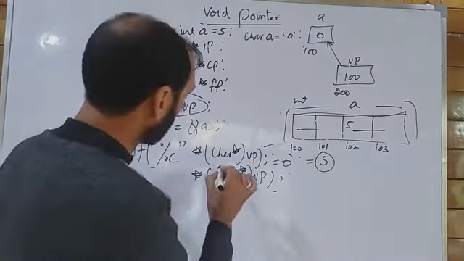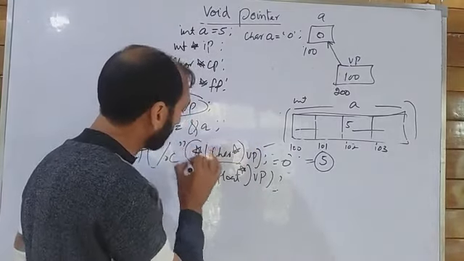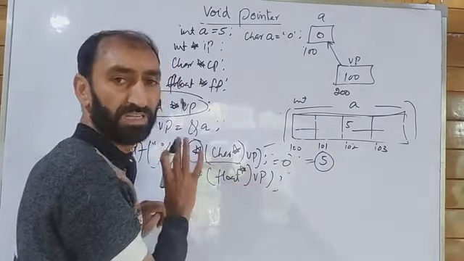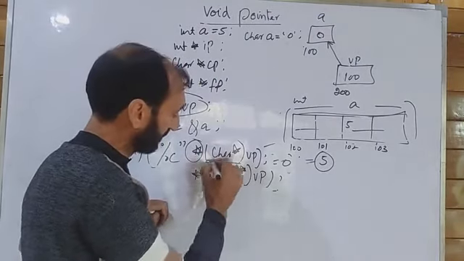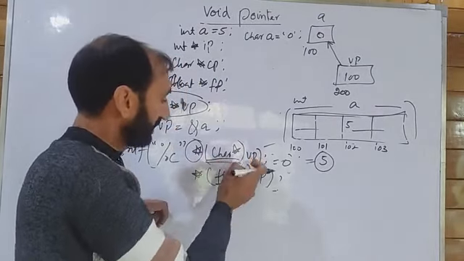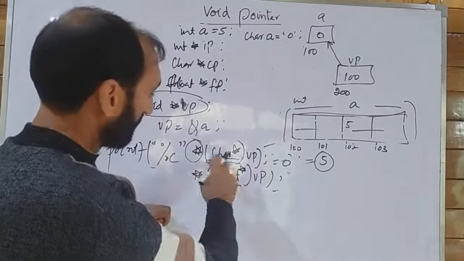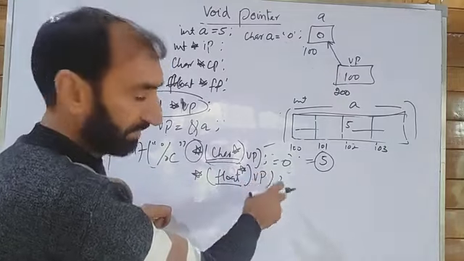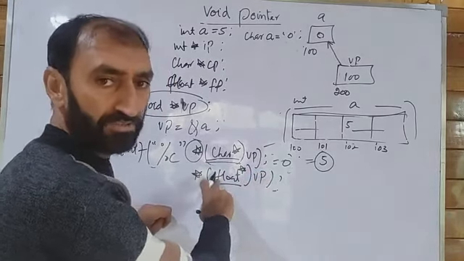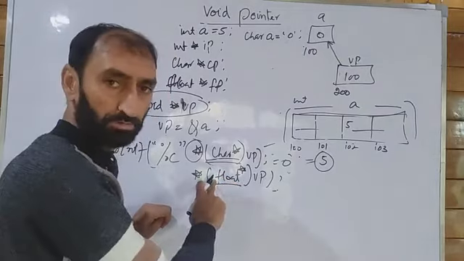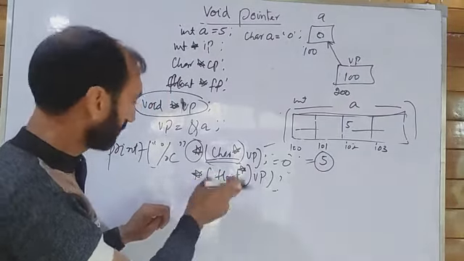But first, typecasting: we cannot use the indirection operator without typecasting. First, we have to convert it into that data type. This typecasting tells the compiler that this VP stores the address of a variable that stores a character value. This tells the compiler that VP is a void pointer that stores the address of a variable that stores a float number.